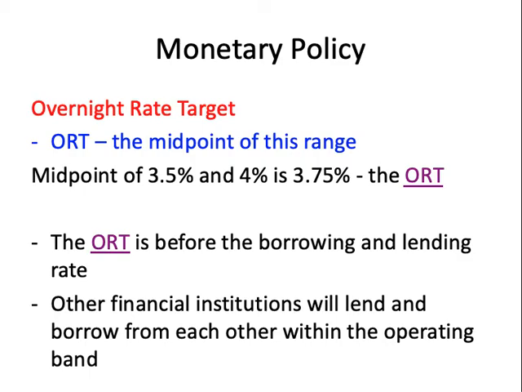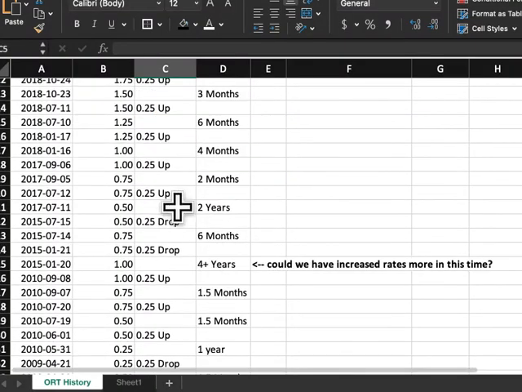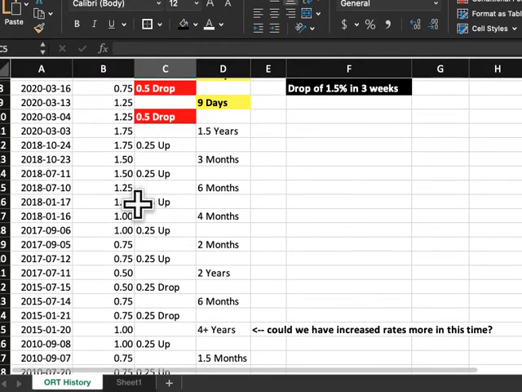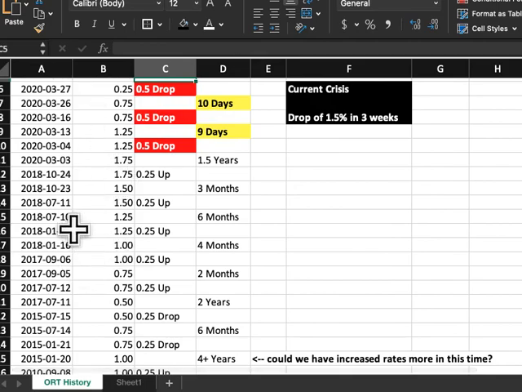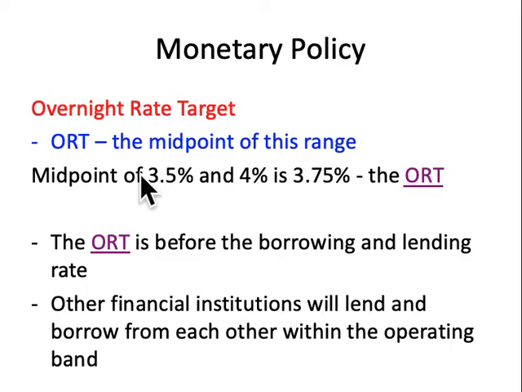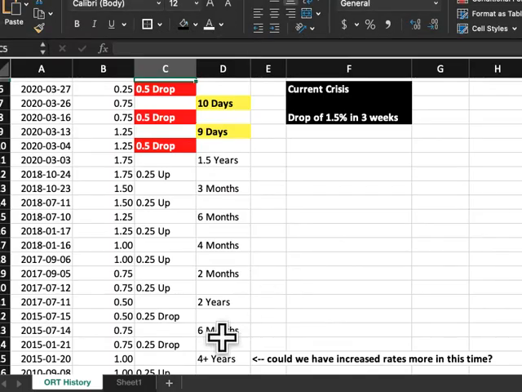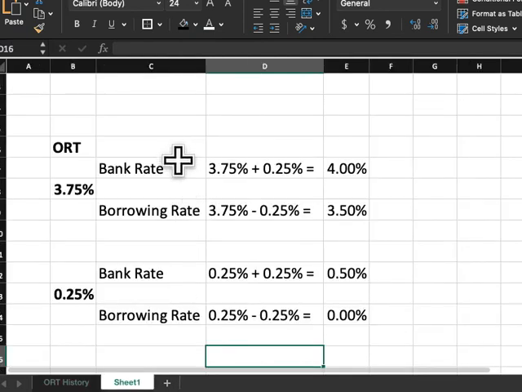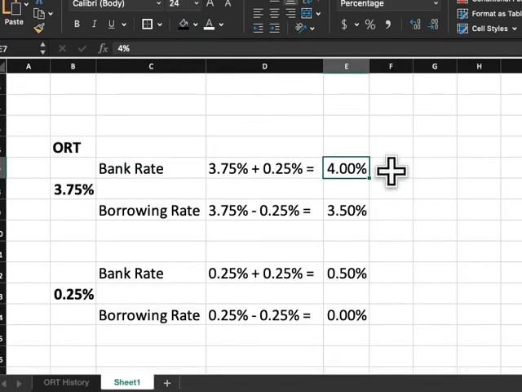All those changes that we saw in the overnight rate target were monetary policy changes, right? Changes in the interest rate, because all these changes in interest rate change this rate and this rate, which are the bank and the borrowing rate. And if the banks here are spending more or borrowing more, that means they're going to charge every consumer more. So every time the overnight rate target will change, the bank rate will change, and then all of our rates as consumers of the bank will also change, right?